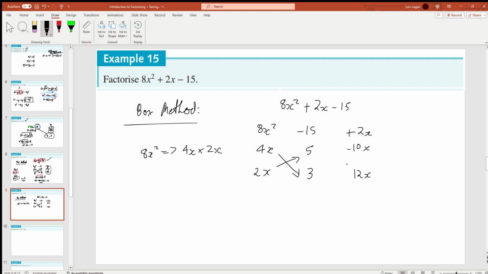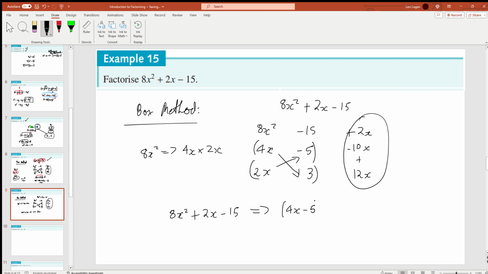So I want this to be negative. So in order for that to be negative, that needs to be negative. So if I add those together, that gives me 2x. So these are my brackets here. So 8x squared plus 2x minus 15 is the same as (4x minus 15) times (2x plus 3).